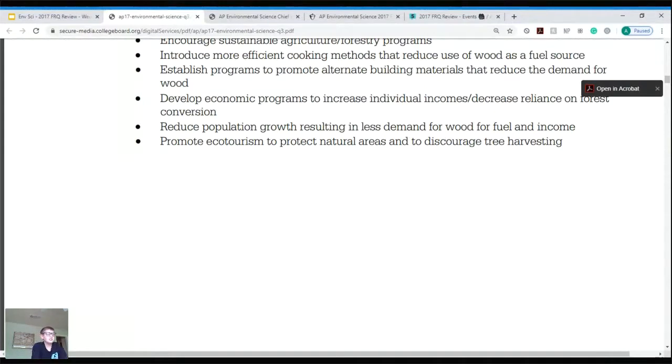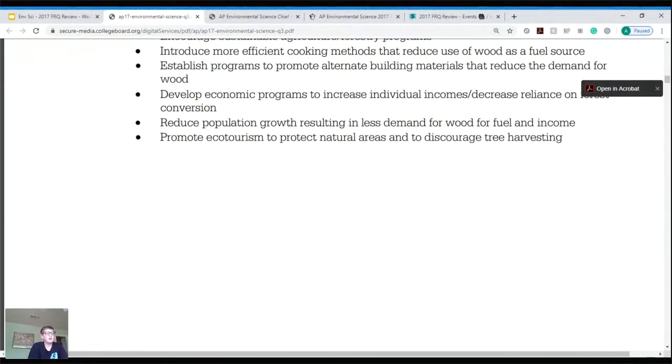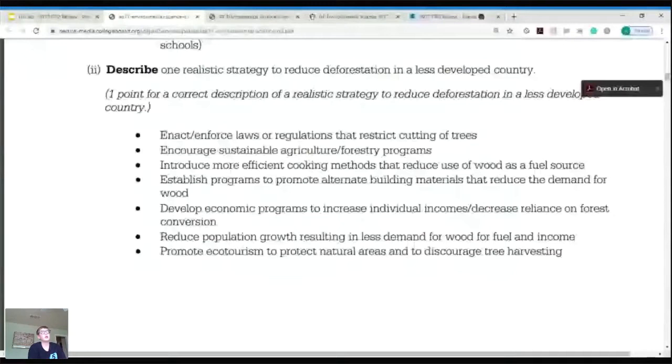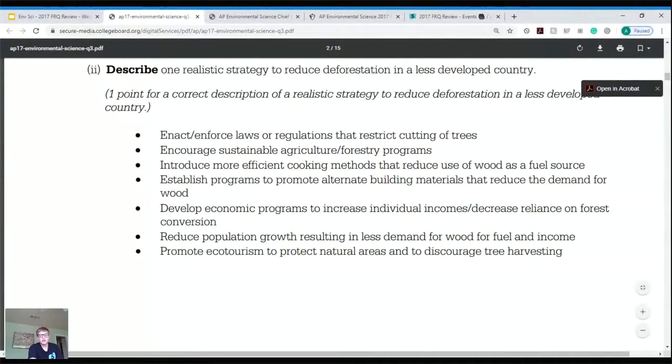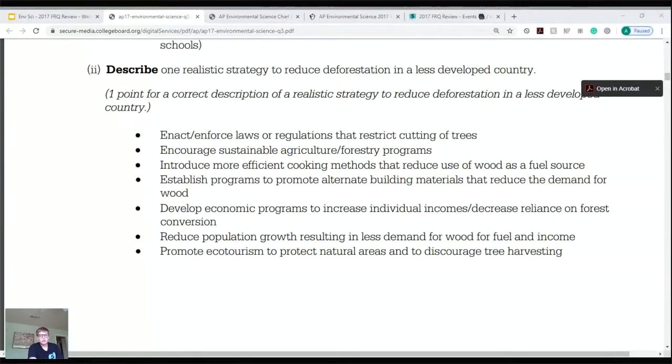So with this FRQ, describe one realistic strategy to reduce deforestation in a less developed country. If you know of a strategy that another country uses to reduce deforestation or some law or act that they use to help, use that. Cite that as your reasoning. Make sure that you have that to help strengthen your response. Because if you're describing it and you say, this method has already worked in Costa Rica, for example, that last bullet point, promote ecotourism to protect natural areas, Costa Rica does that.